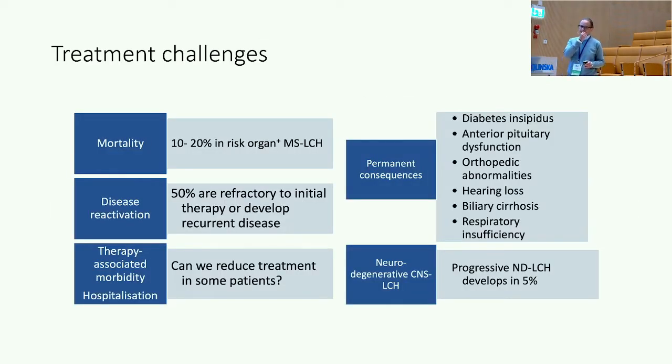Here, I summarized some challenges we have. So one is the mortality. It's between 10 and 20% in risk organ LCH, and here, an important factor is whether they respond to the first-line chemotherapy. Another thing is the disease reactivation. Almost 50% are refractory to initial therapy or develop relapses. Of course, morbidity and hospitalization are a huge issue with the LCH4, and the question is, for some patients, can we actually reduce treatment? Permanent consequences, I think that's one of the major issues.